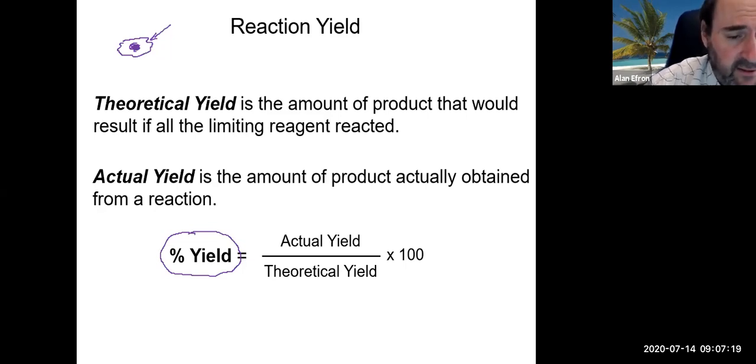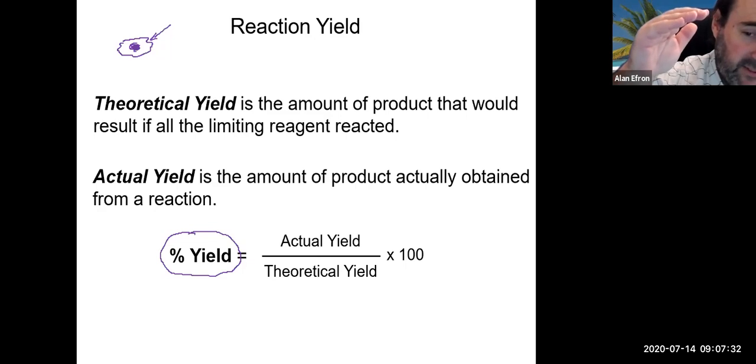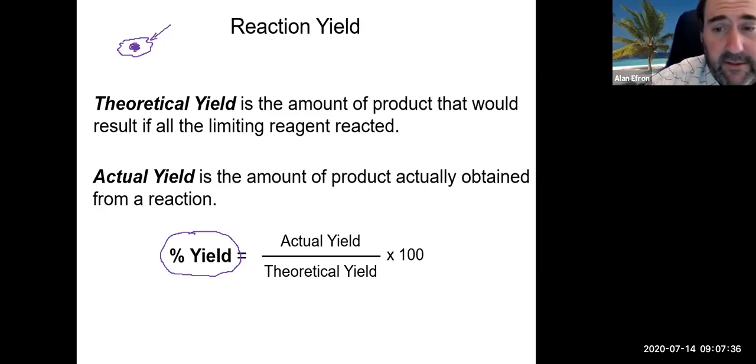So not to be confused, percent yield is not the same as percent error. Percent error is like how good you did, right? You want a low percent error. Percent yield is also kind of how good you did, but you want it closer to 100%. So if you got like a 2% yield, that was a terrible experiment. If you got close to 99% yield or 98% yield, that's pretty good in terms of that experiment.